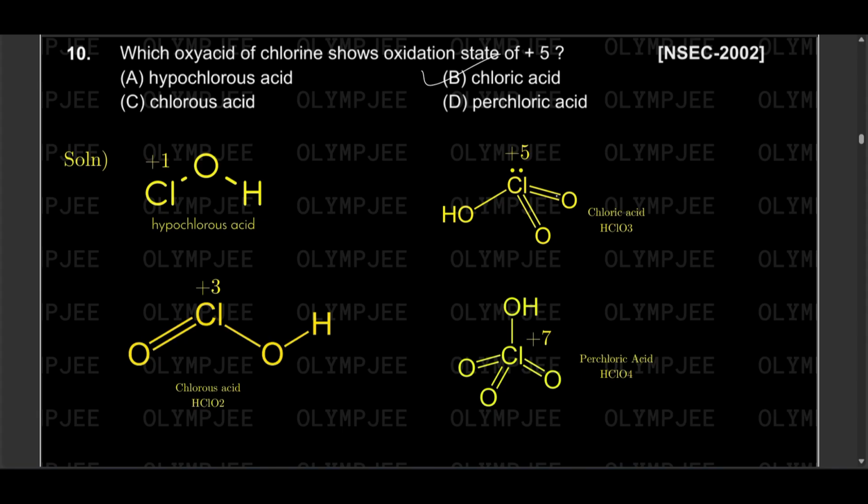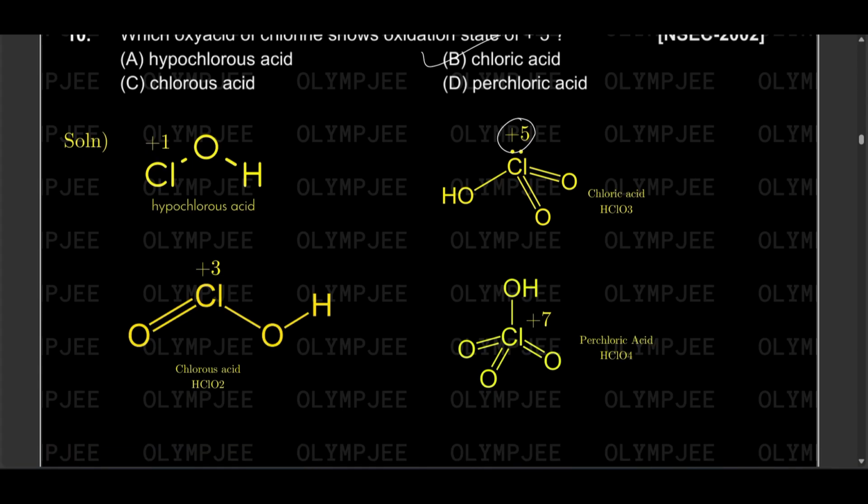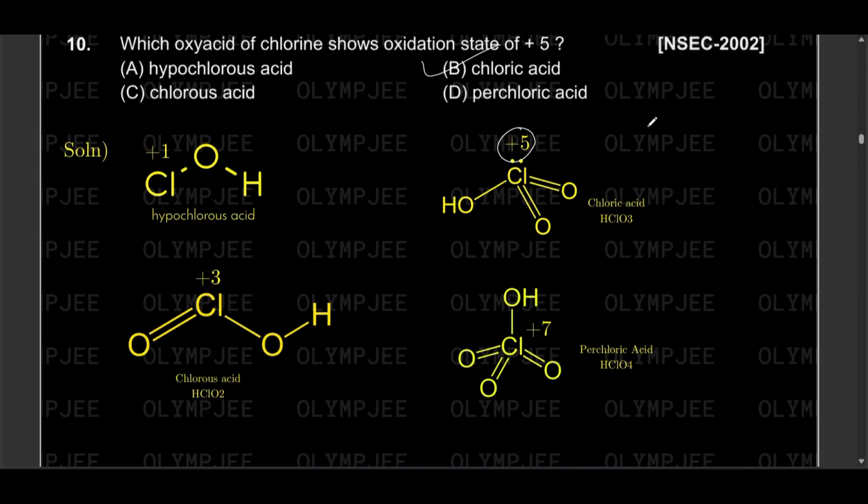You can also see from the structure that this oxygen will contribute +2, this will +2, and this will be +1, so +5. So chloric acid is correct. You can remember the acids in the order of their increasing oxidation number. So hypochlorous, then chlorous, then chloric, then perchloric.